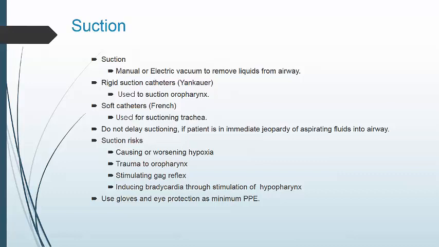catheter. In patients who have really thick secretions, you may find it helpful to instill 5 milliliters of sterile saline from a plastic ampoule or flush into the trachea just prior to suctioning. What this is going to do is loosen the secretions, making them easier to remove.